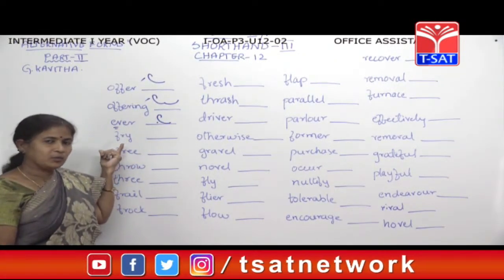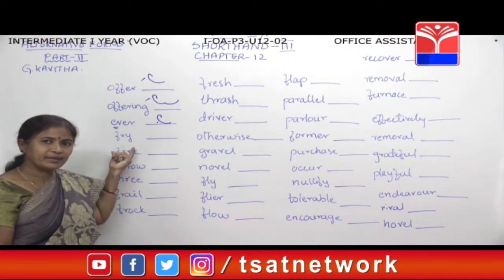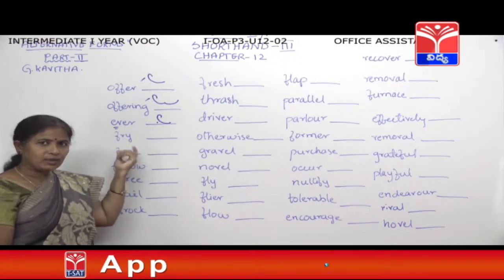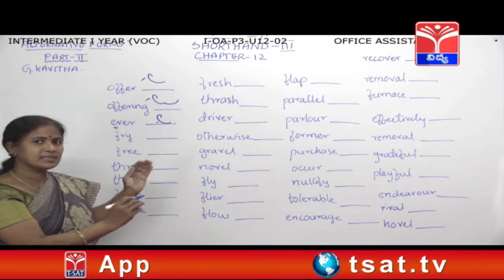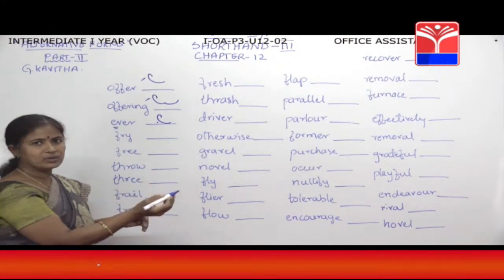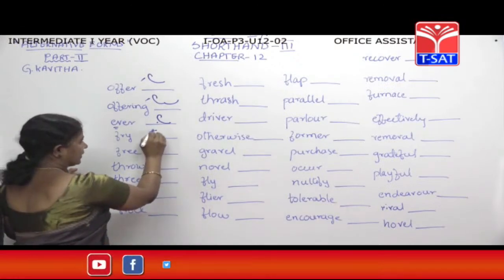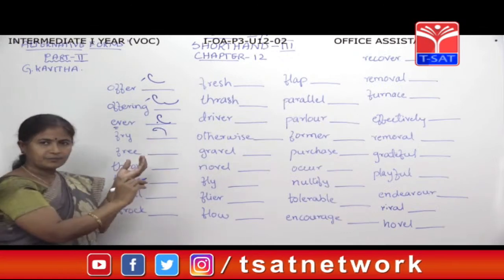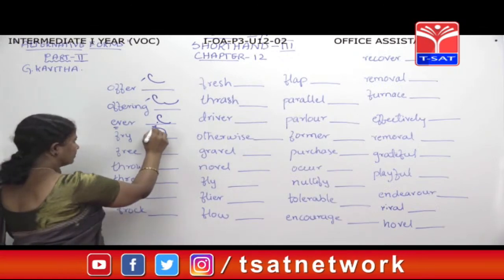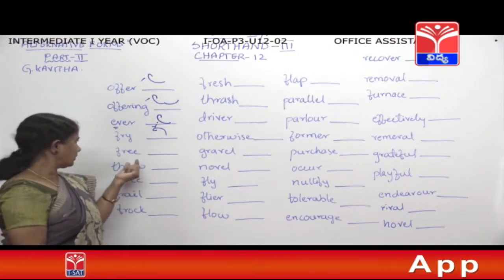Fry. What's happening here? How do we write fry? Fur standing alone and the I diphthong is coming after fur. So we use right form. Standing alone followed by vowel, we use right form. So right fur and I diphthong. Fry.